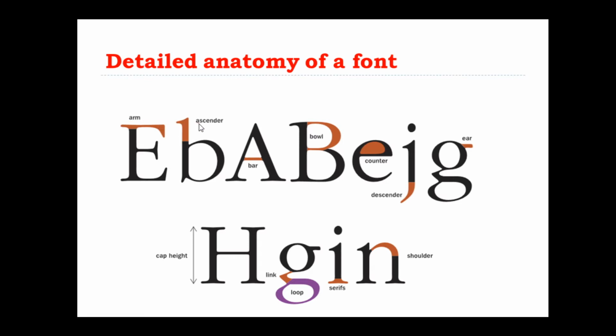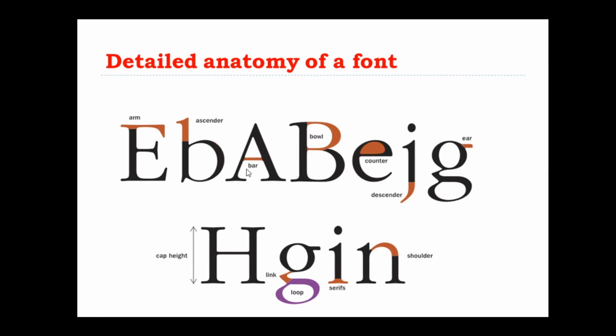We have ascender right here. Ascender is the part of a lowercase character that extends above the x height. This portion is the ascender, which is the part of a lowercase character that extends above the x height.